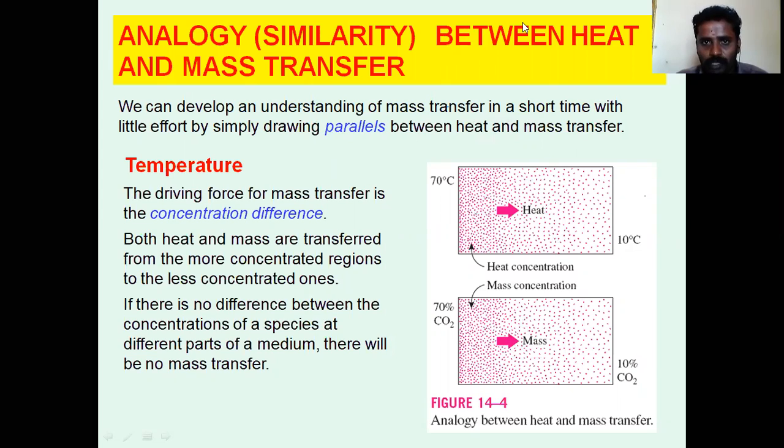This is a mass transfer. This is a heat transfer. That is a mass transfer. The boundary has concentrations: 70% of CO2 here, and 10% of CO2 there. Due to the mass transfer, we ask how fast the mass diffuses across the entire region, from 70% to 10%.